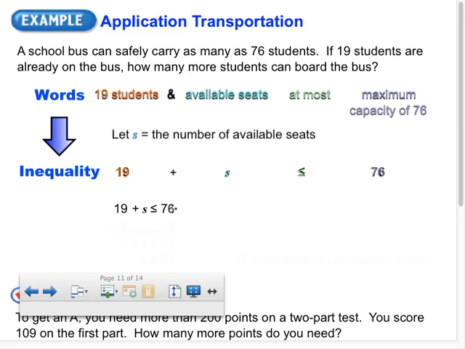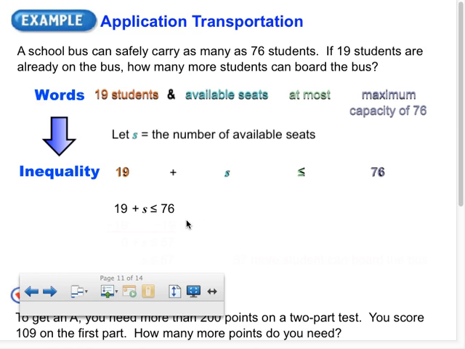I need you to try to solve this. You can't change it from being an inequality. It stays an inequality. But the steps are very similar. Jameson, can you walk me through this? What am I doing?